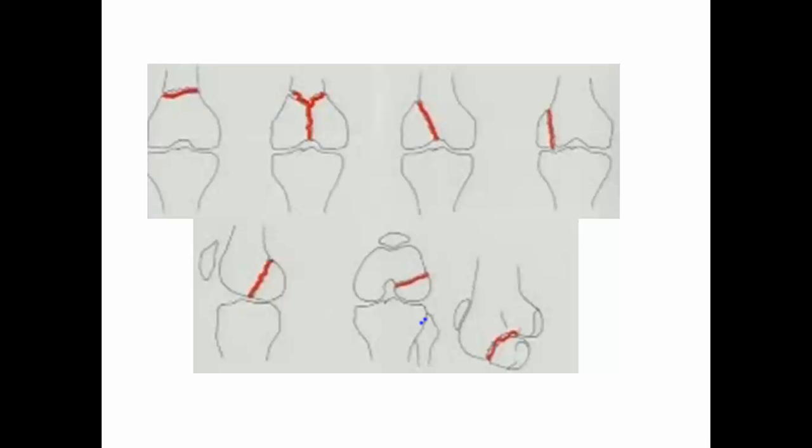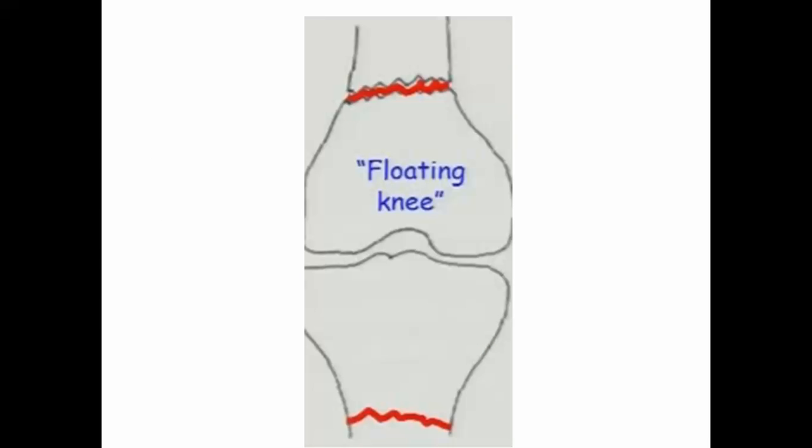Fractures of the femur may be transverse, may be Y-shaped, reaching to the articular surface, may be reaching to the intercondylar notch, may be involving the condyle posteriorly, or have appearances like that. If there is a fracture involving the distal femur and the proximal tibia, this is called floating knee.